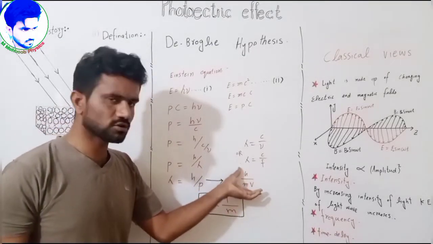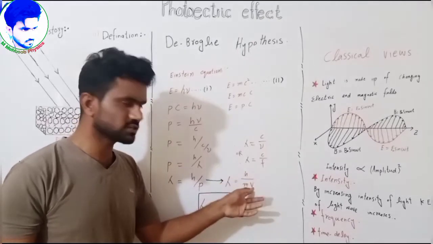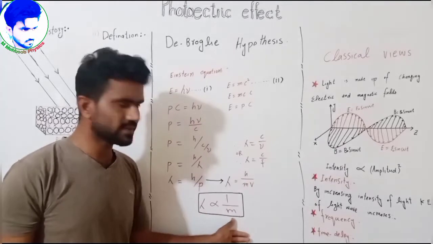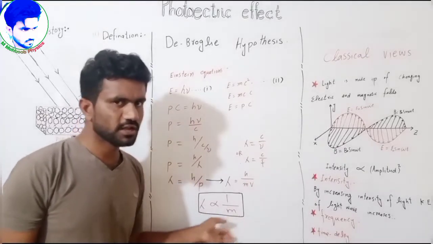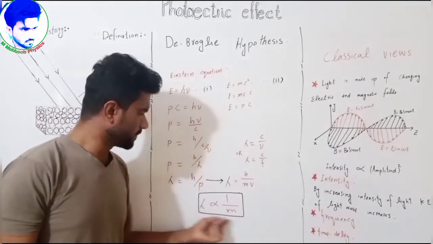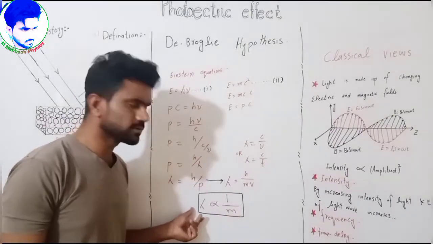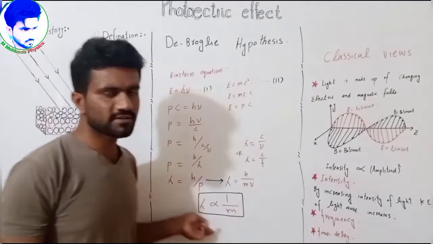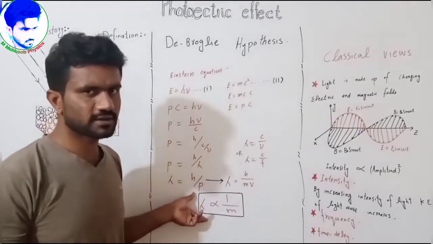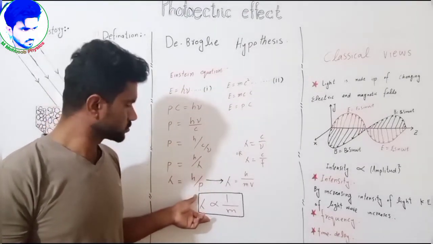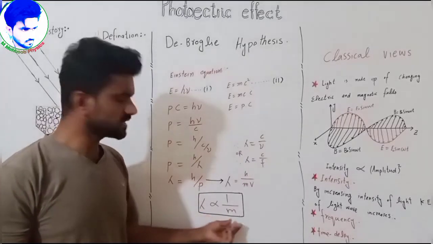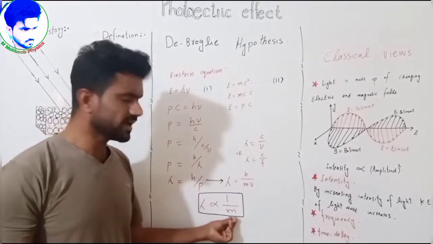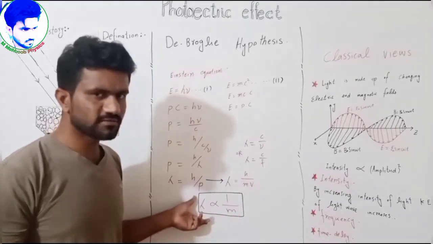If h, the Planck's constant, and v are constant values, then we can find a relation between the wavelength and the mass, that is an inverse relation. It shows that the mass of the object is inversely proportional to the wavelength. That is to say, if the mass is greater, then the wavelength of the object or particle will be so small, and if the mass is small, then the wavelength will be greater.